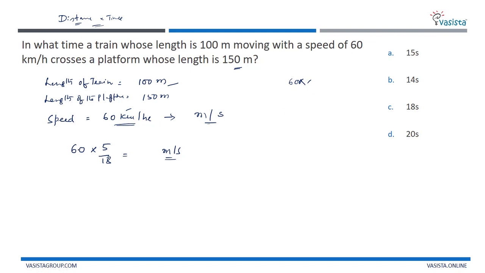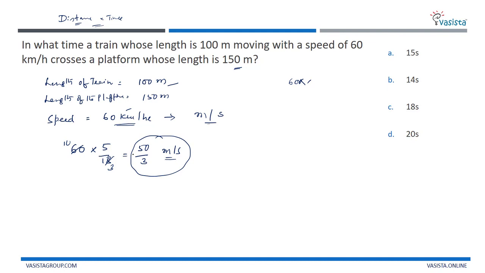Now simplify it here, right? How much are you going to get? 6 3s are 6, 10s are, that is 50 by 3 you are going to get, that is 50 by 3 meter per second. This is the speed of the train in terms of meter per second.